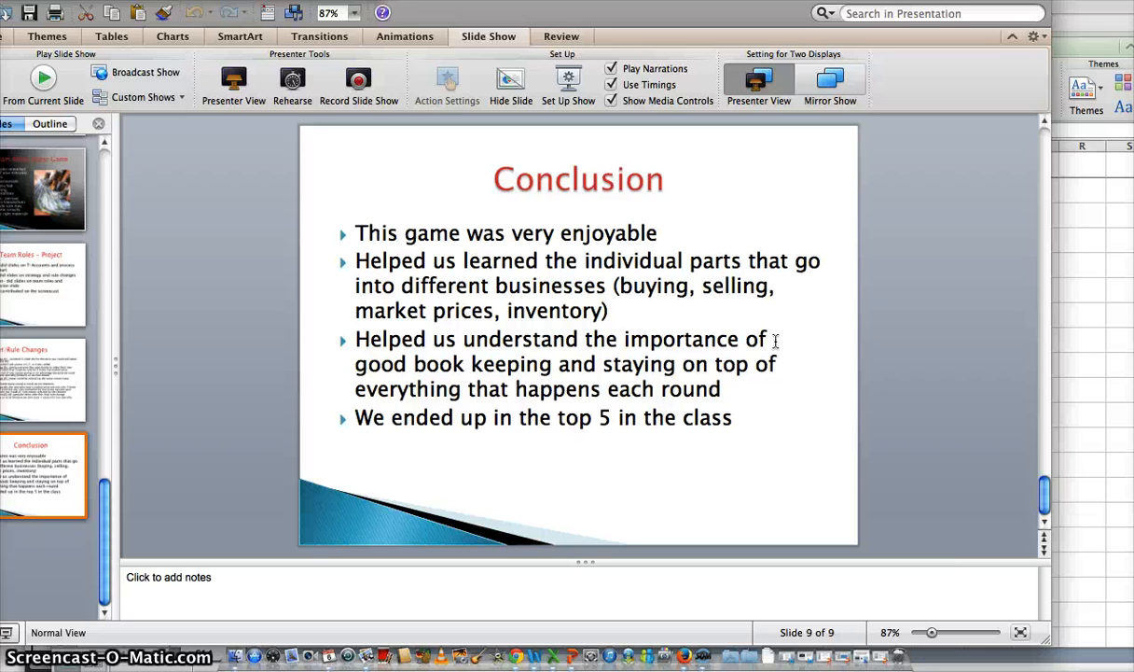Our strategy seemed to be pretty successful. We ended up in the top 5 in a class. We were in first at the end of a couple rounds, so that was also good. But overall, it was a very enjoyable game.